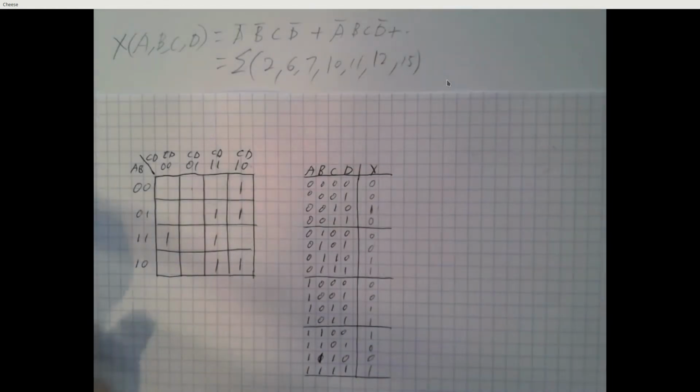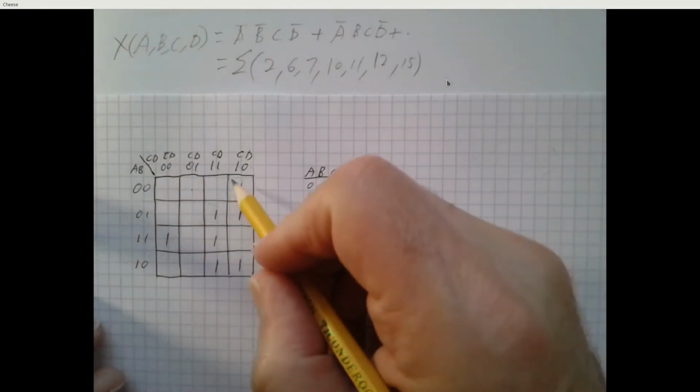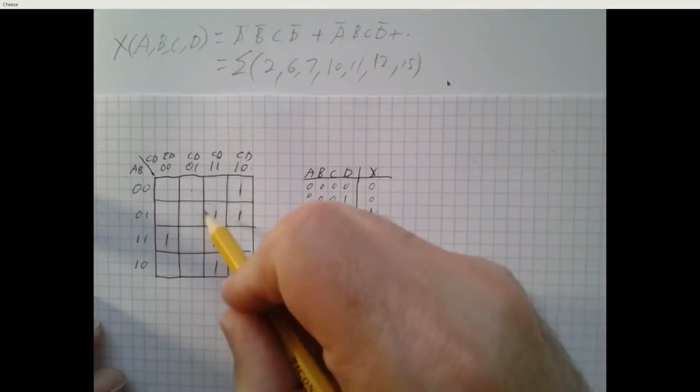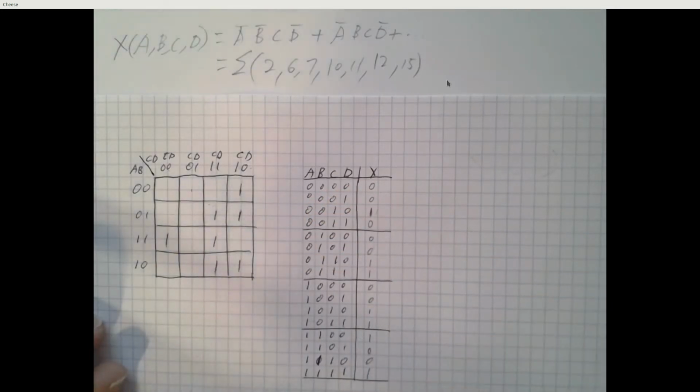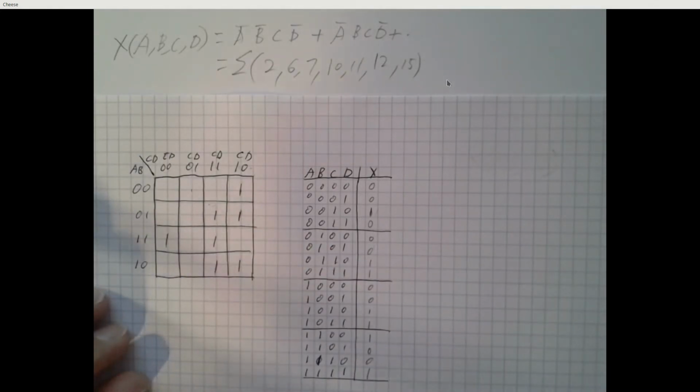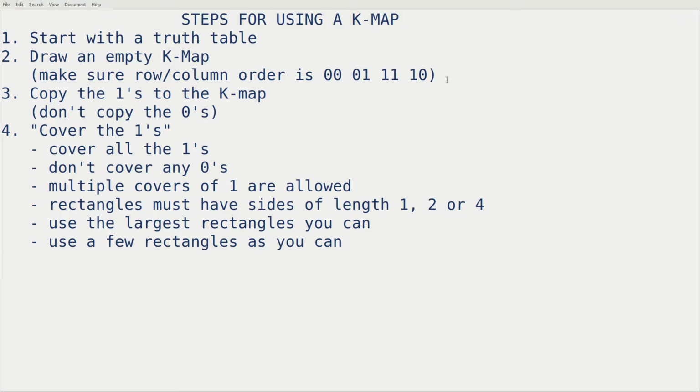Well, there's one easy way to do this right away. I could simply draw a 1 by 1 rectangle here, a 1 by 1 here, a 1 by 1 here, and I could draw a total of 7 1 by 1 rectangles, and I would have covered all the ones. I wouldn't have covered any of the zeros. But why is that not a good solution? Because those 1 by 1 rectangles, I'm not using the largest rectangles I can. There are other ways to cover these using bigger rectangles.